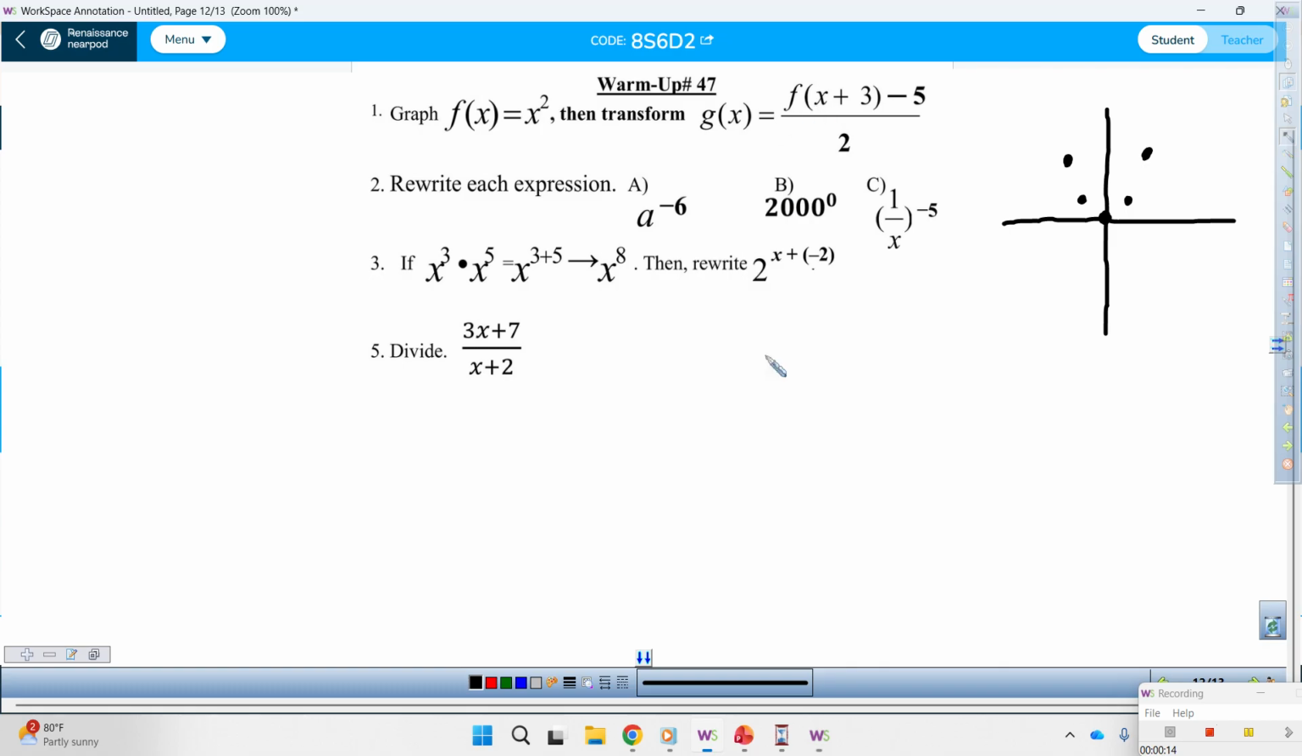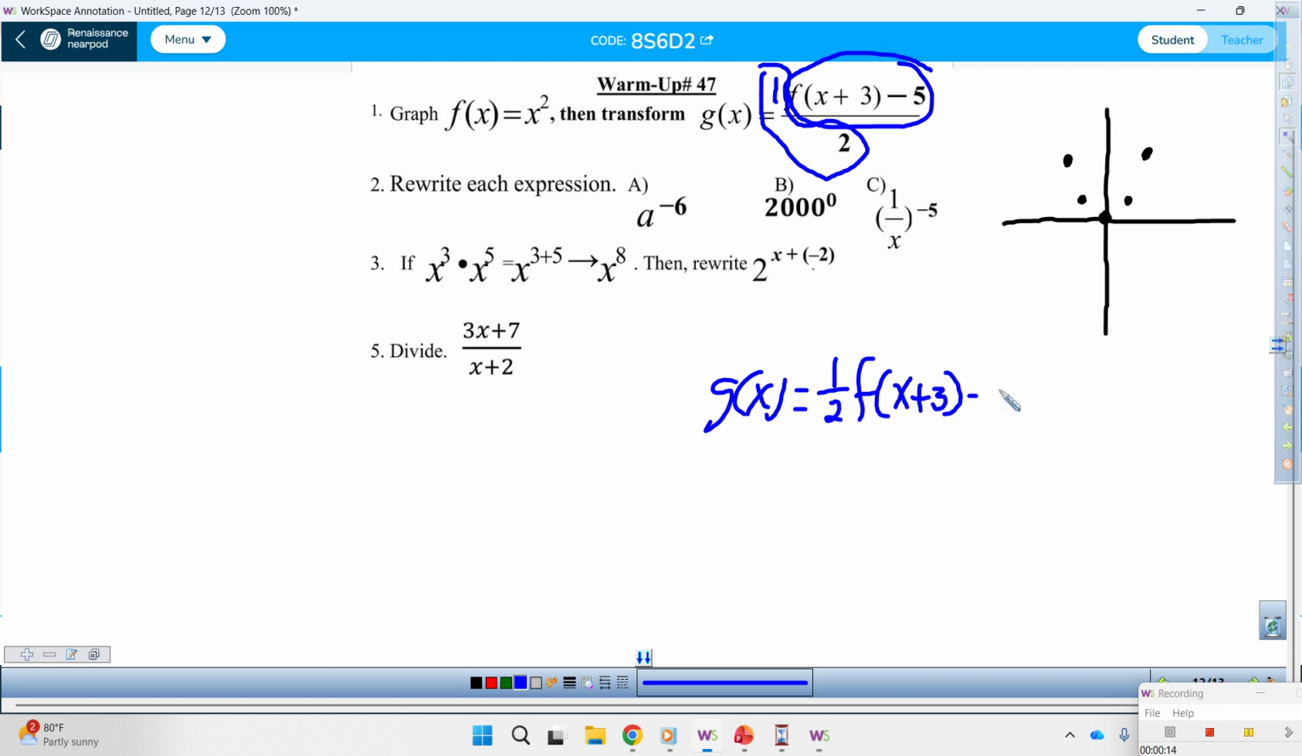But I need to rewrite this. So some of you forgot. You put a 1 right here. And then we rewrite this one, and it becomes g of x equals the 1 with the 2 becomes a 1/2. Does everybody see that? The 1 with the 2 becomes 1/2. And what's left over? All of this. So that is f of x plus 3 minus 5. And since the parent function is a quadratic, I'm going to put a little 2 there.